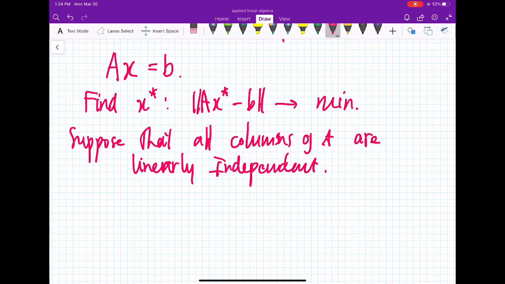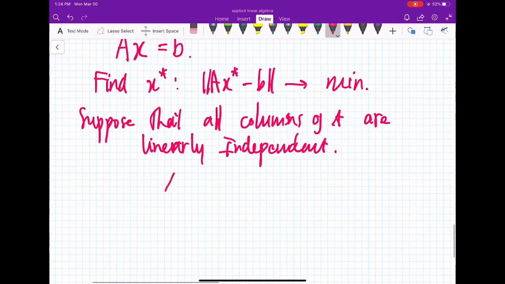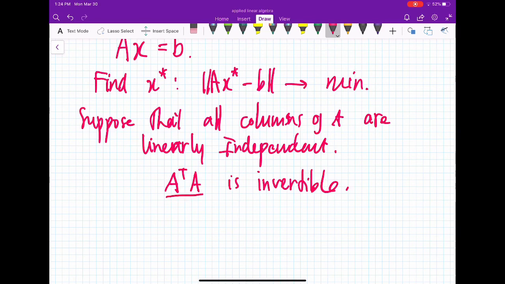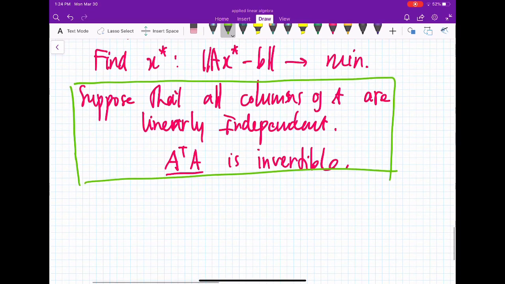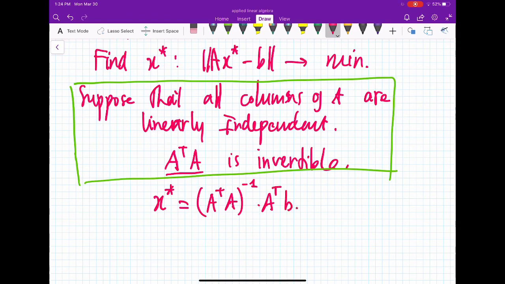That is very important because in that case, A^T A is invertible. We will study the case when A^T A is not invertible in the future, okay? But now we suppose that all columns of A are linearly independent. And the formula of X star is as follows. X star is equal to (A^T A) inverse times A^T B. Right? I hope that you still remember this formula.